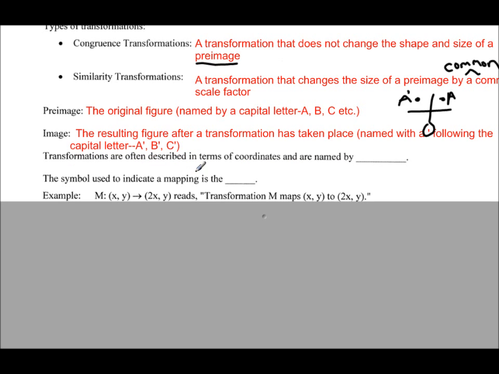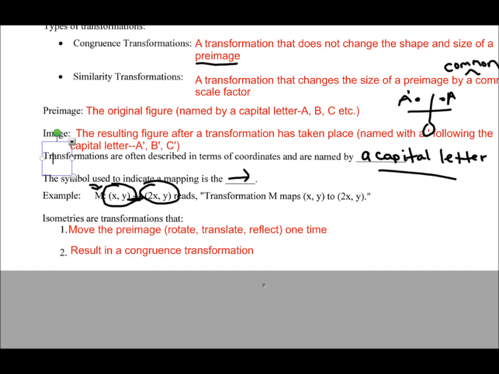The transformations that we're going to be dealing with are described in terms of coordinates. So you've got your x and y coordinates, and we name them by a capital letter. And the symbol we use to indicate that a mapping has occurred is the arrow. For example, we would say M, that's my capital letter, says the transformation M maps x and y to 2x, y. So all this says is that a transformation has occurred, and here are my original coordinates, and it'll always be that. x, y will always be your original coordinates. And then this is what happened to my original coordinates. I multiplied my x values by 2.